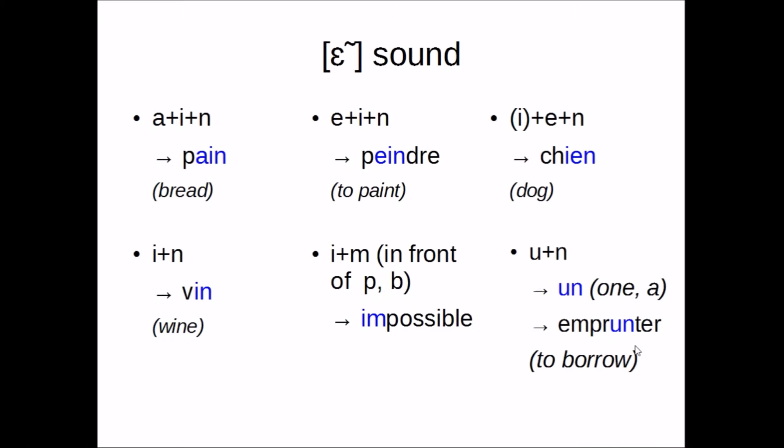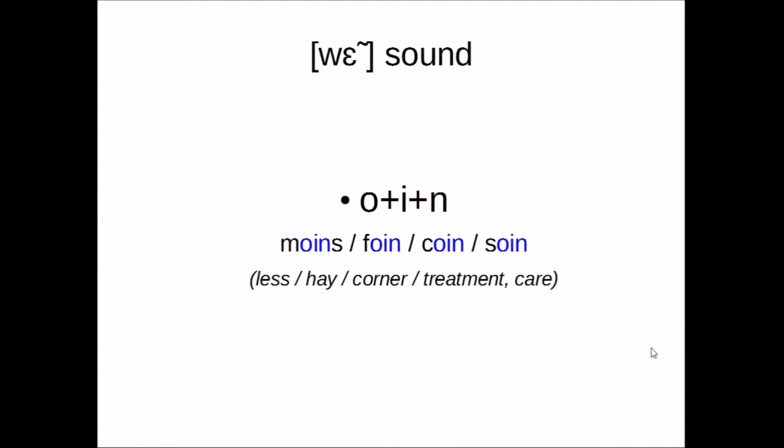So emprunter. Alright, so the next sound is actually similar to the previous one. It's pronounced "ouin". You have an O followed by an I and followed by an N. So it's like moins. Some people say moins, so it depends on the people. You can or not pronounce the S. Yeah, so foin, coin, soin.